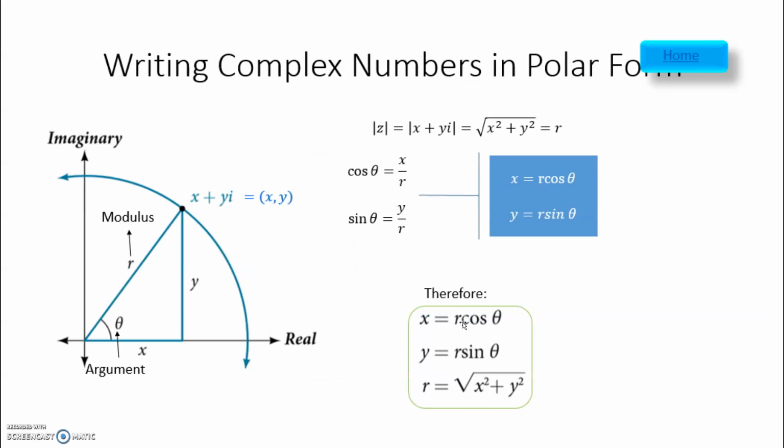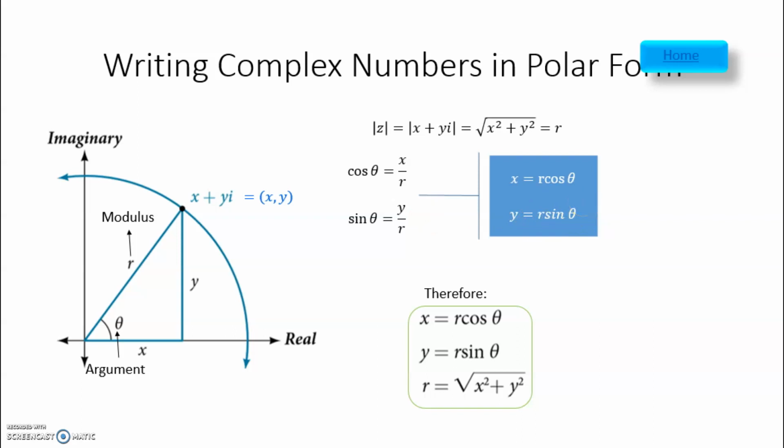Okay, now if we want to write the complex numbers in polar form, if you notice the absolute value of our complex number z, the formula for it is the exact same one for the radius that we've been using. So if we find cosine of theta, which is x over r, then we can solve for x. That would be r cosine theta. Do the same thing for sine of theta, which is y over r. Solve for y, that would be r sine of theta.